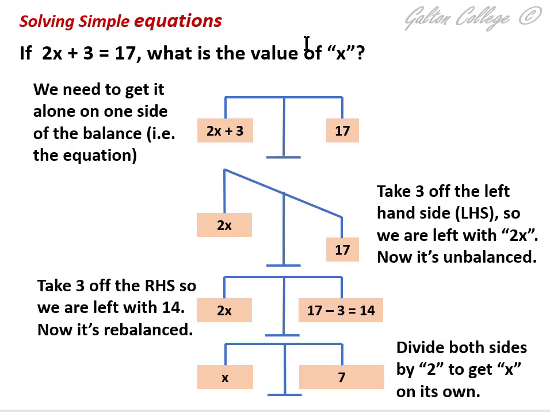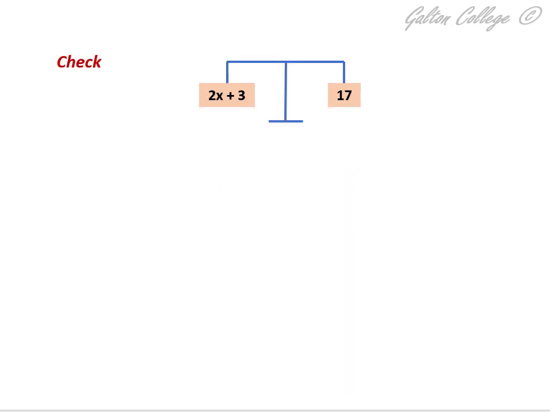You can always prove it's right, because you could say, well, if x is 7, then 2 times 7 is 14. 14 plus 3 is 17. And that's what we got. So this illustrates that we need to balance the system. So we're going to check it.